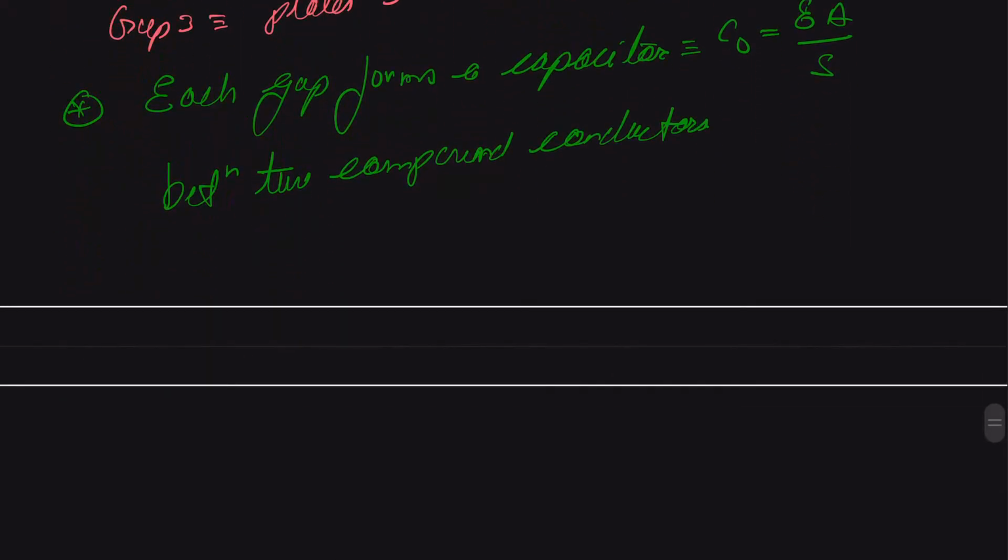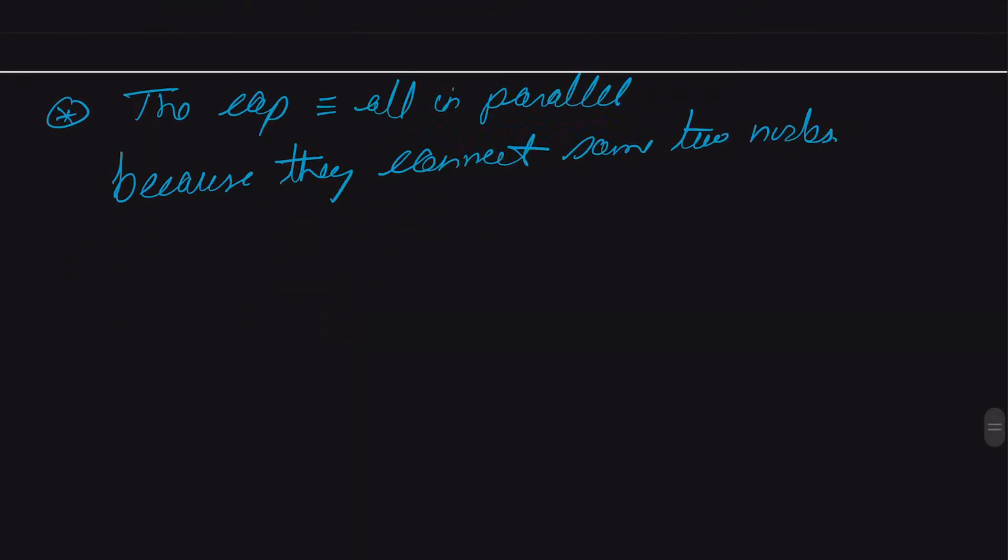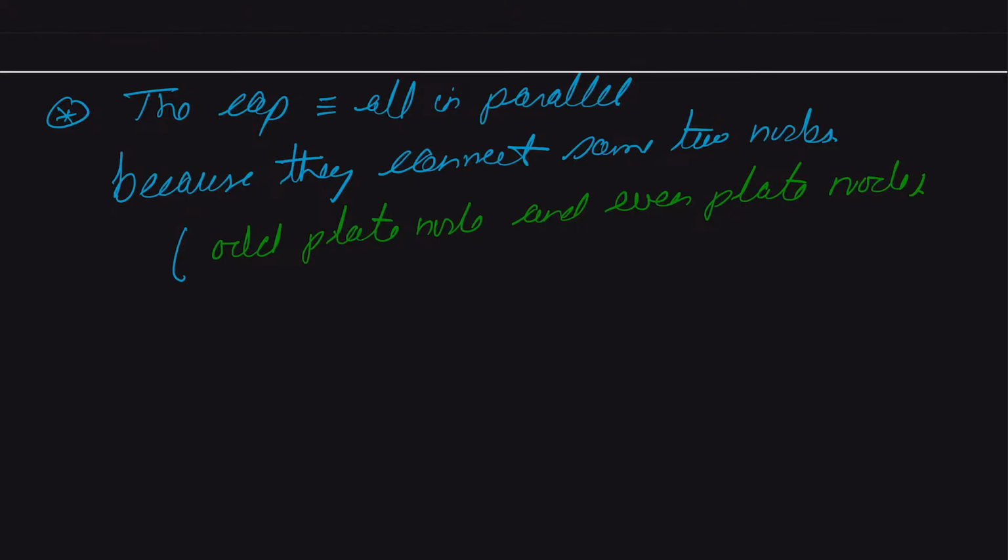Okay. So we can say that the capacitors are all in parallel, because they connect the same two nodes, and the same two nodes are our odd plate node and even plate node. Therefore, these all are in parallel.